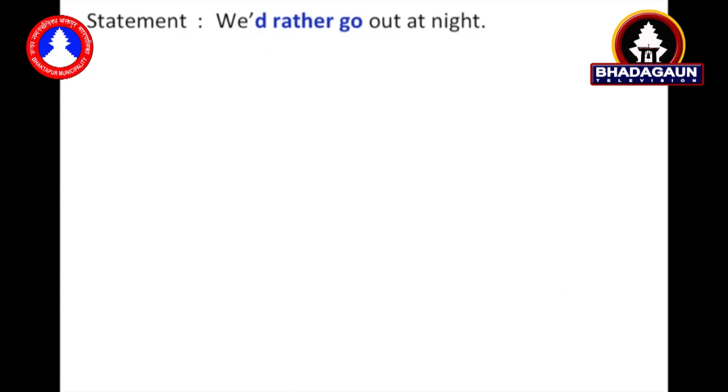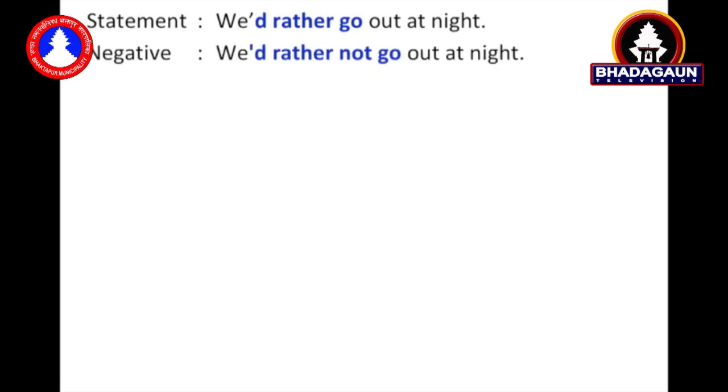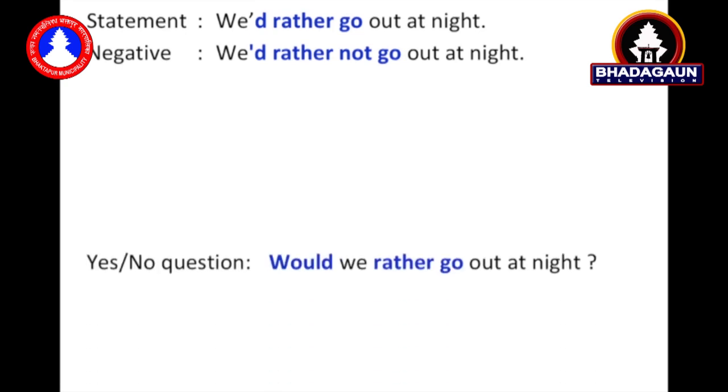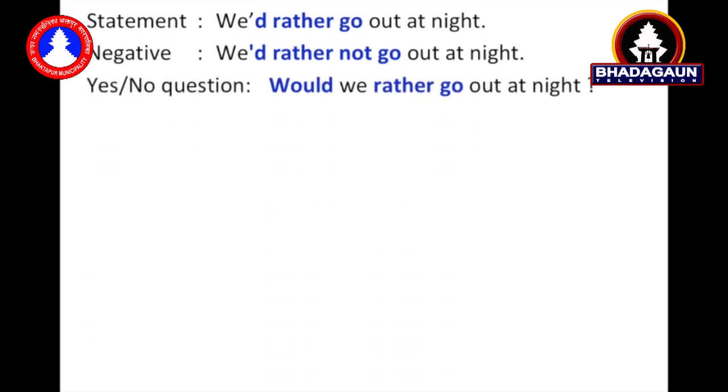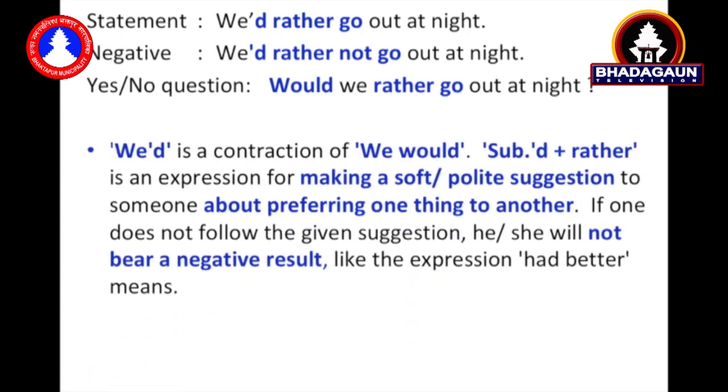Now, a little bit different example is here. The statement goes here, we'd rather go out at night. We'd rather go out at night, and its negative is we'd rather not go out at night. Now here, rather is used in the place of better. And its question is, would we rather go out at night? And what does we apostrophe D mean? We apostrophe D is a contraction of we would.